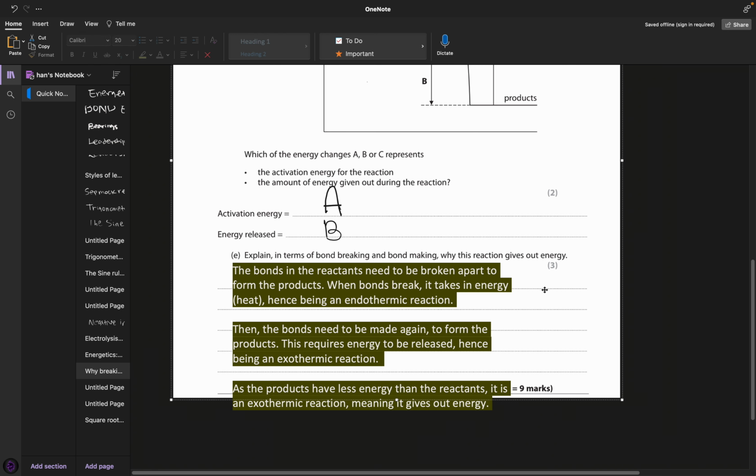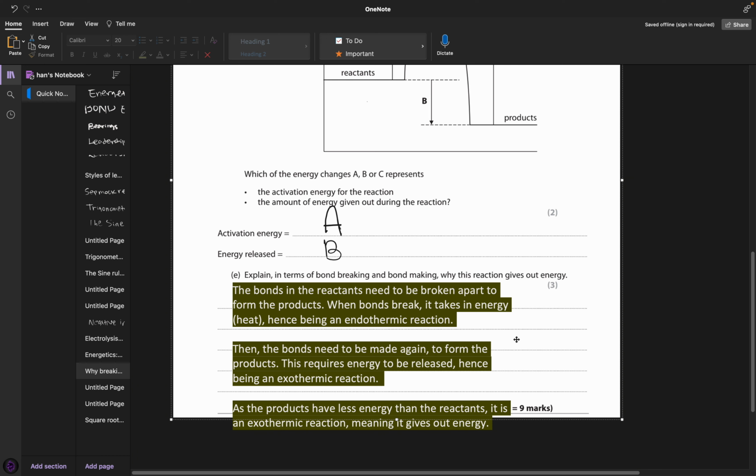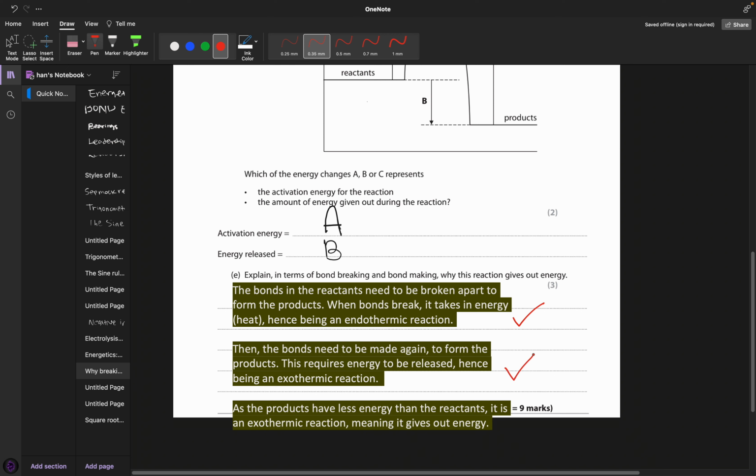That's basically a model answer for this 3-mark question, and you'll be able to get all the marks for this. First, you talked about the bonds needing to be broken apart to form the products. When the bonds break, it takes in energy, being an endothermic reaction. That explains why this reaction gives out energy. Then the bonds need to be made again to form the products. Energy is released. As the products have less energy than the reactants, it is an exothermic reaction, meaning it gives out energy. 3 marks right there. And that's the common answer, A and B.